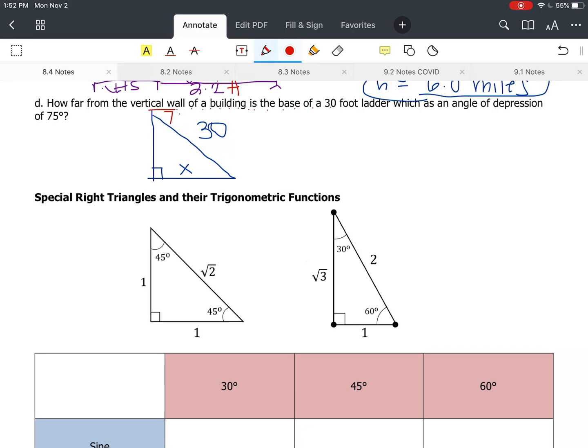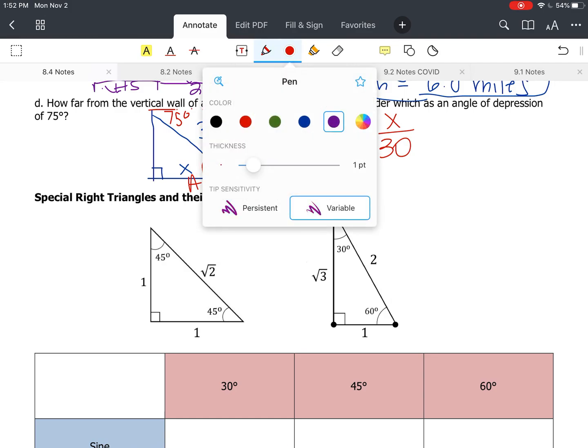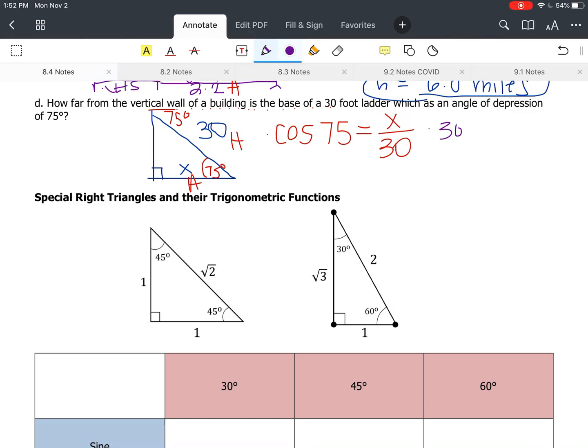It has an angle of depression of 75. So remember, depression is from a horizontal line looking down, would be 75 degrees. 75 isn't in my triangle, but I know that the angle of elevation is and will be the same. So I can label that 75 as my reference angle. 30 is the hypotenuse, x is adjacent. Adjacent and hypotenuse is cosine. So I'm going to say the cosine of 75 equals adjacent, which is x, over hypotenuse, which is 30. And I'm going to multiply both sides by 30. We've done lots of these now.